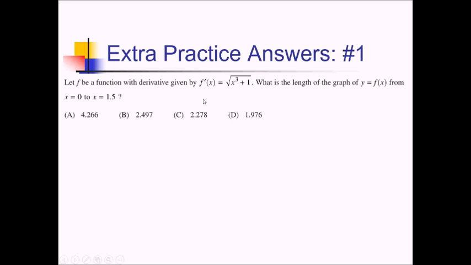So this is one of those where if you know the arc length formula, you're pretty much good to go. We're going to need the integral from 0 to 1.5 of, and here's the crux of the formula, the square root of 1 plus the derivative squared. So we'll write the square root of 1 plus f prime of x squared dx. And now the rest of this is just going to happen on the calculator.